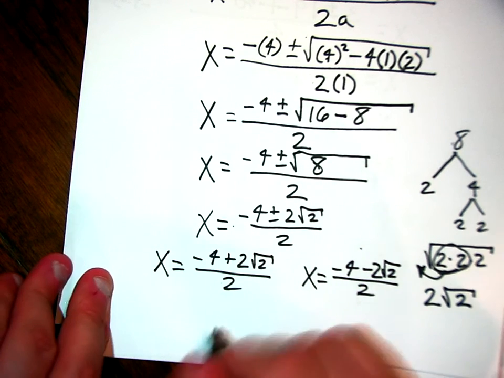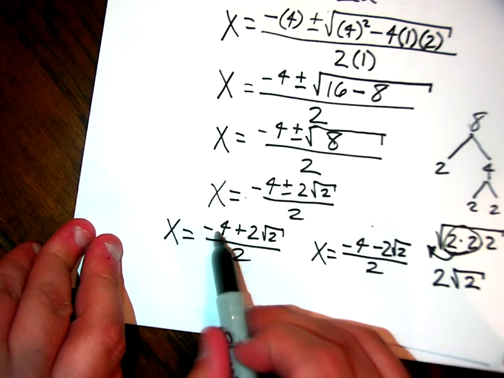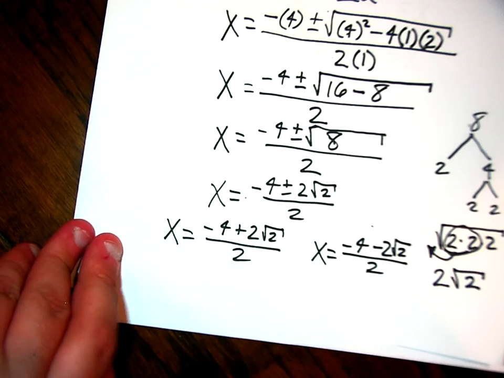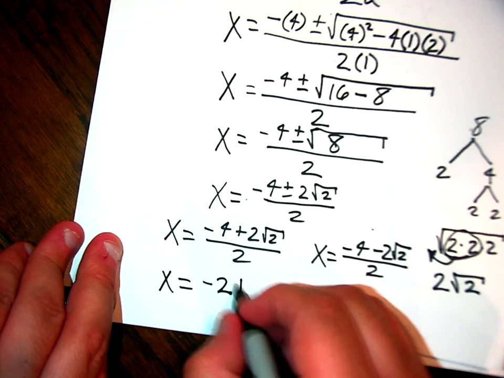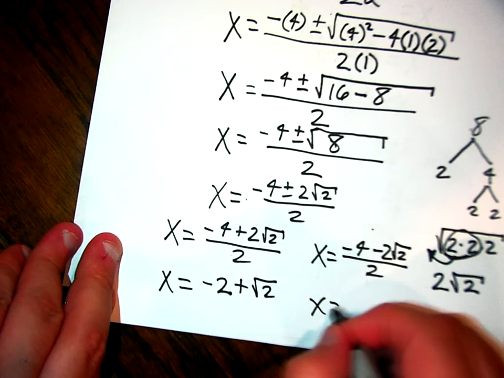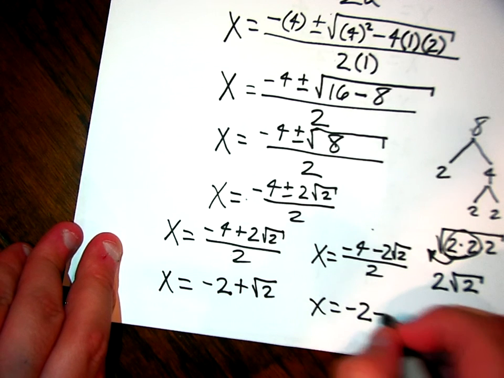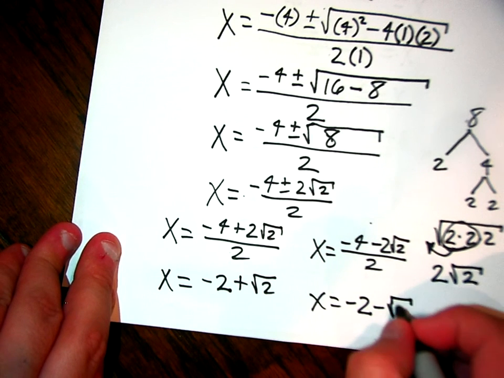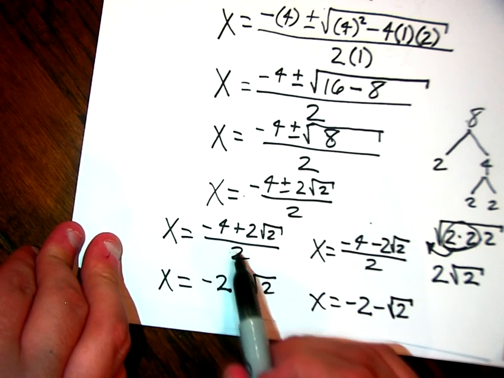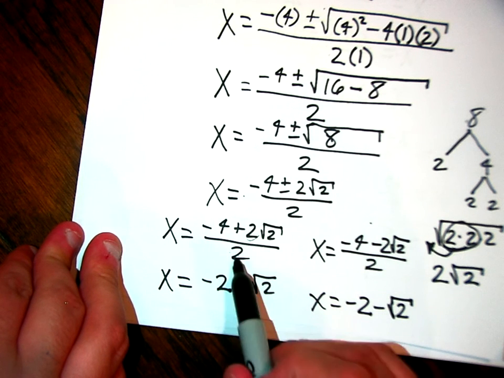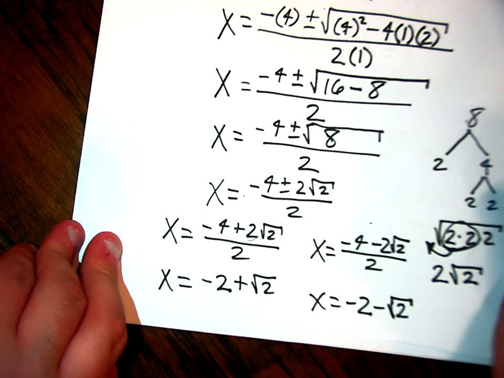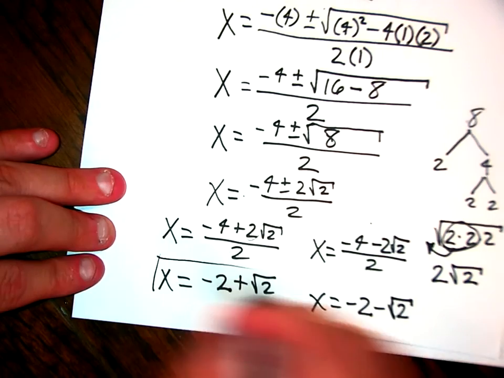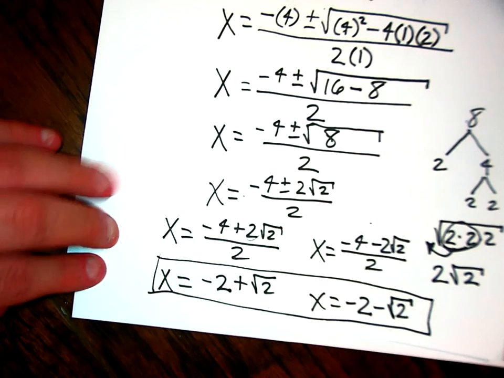And the last simplification step we can do, since both terms up here are divisible by 2, it's just going to turn into x equals negative 2 plus the square root of 2, and x equals negative 2 minus the square root of 2. Again, what I did there was I divided this 4 by 2 and this 2 by 2 to get the 1. All right, and that's going to be it. Those are my roots, my solutions, my x-intercepts, or the solution set.